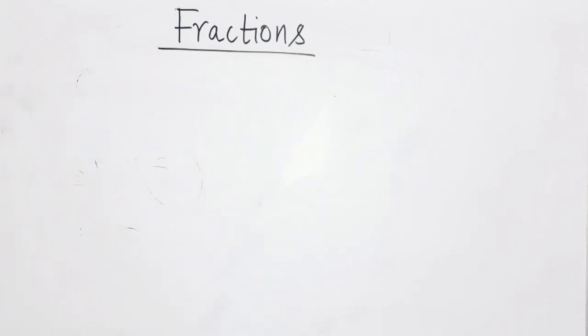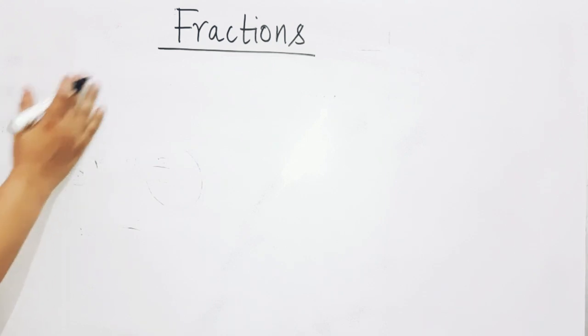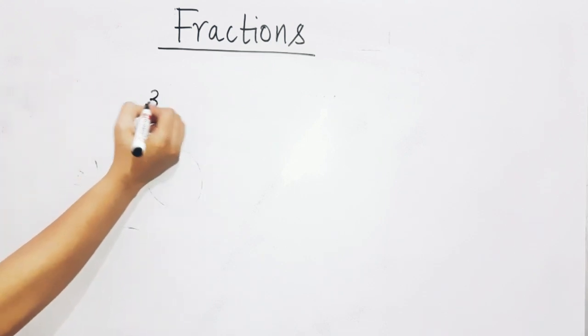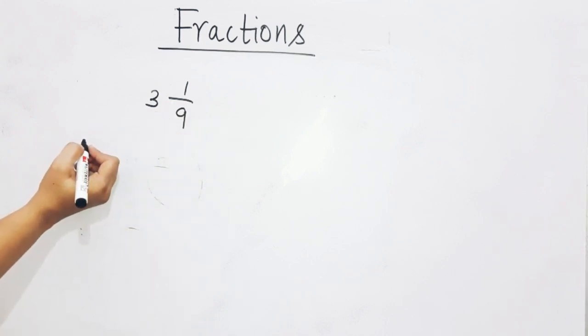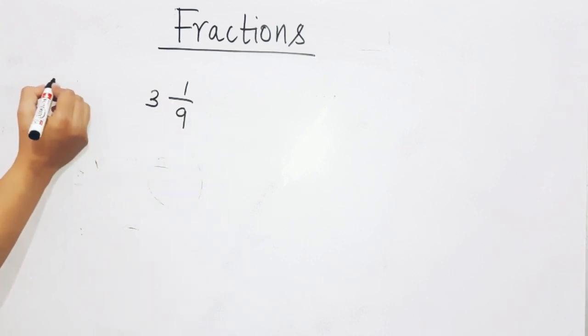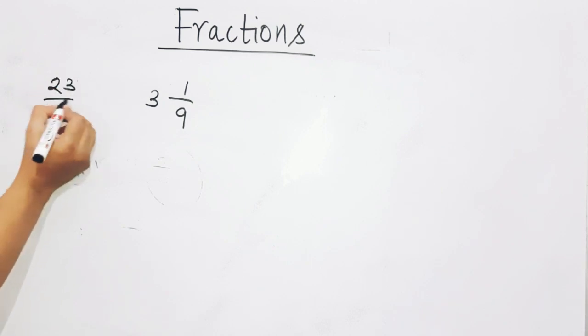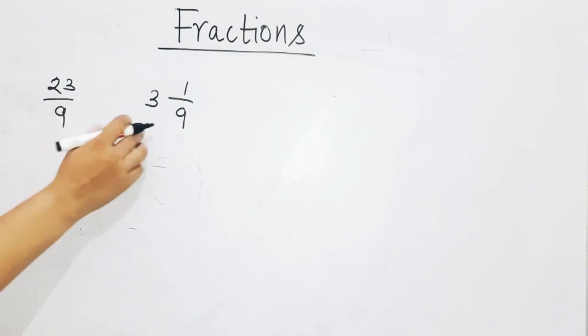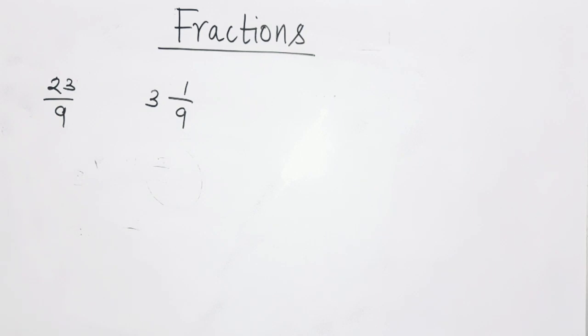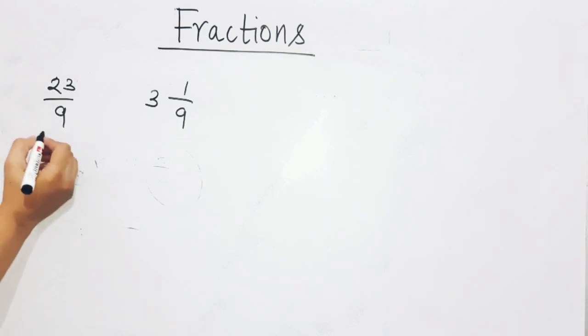So students, I am comparing a mixed fraction with an improper fraction. So the mixed fraction which I am taking is 3 1 upon 9, right? And I am going to compare it with 23 upon 9. So how will we compare these two? So the first step is that, see, this is 3 1 upon 9. This is a mixed fraction and this is an improper fraction. So what you have to do, convert this improper fraction into a mixed fraction.